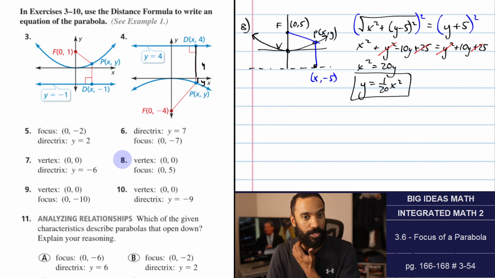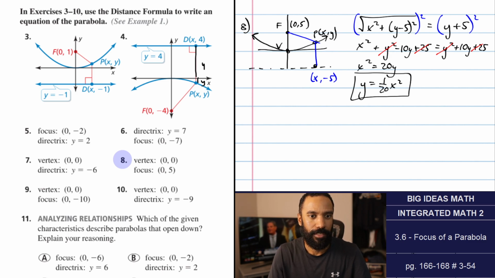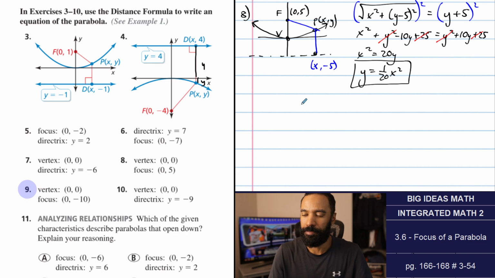And, no, not lastly. Two more. Number 9. The vertex is at 0, 0.